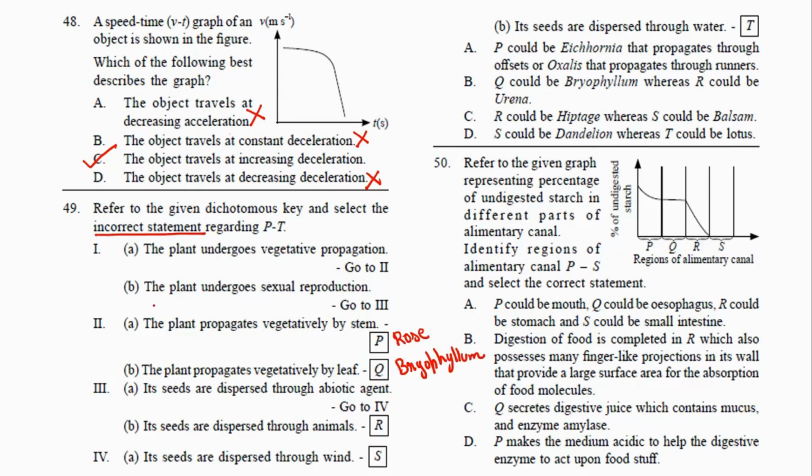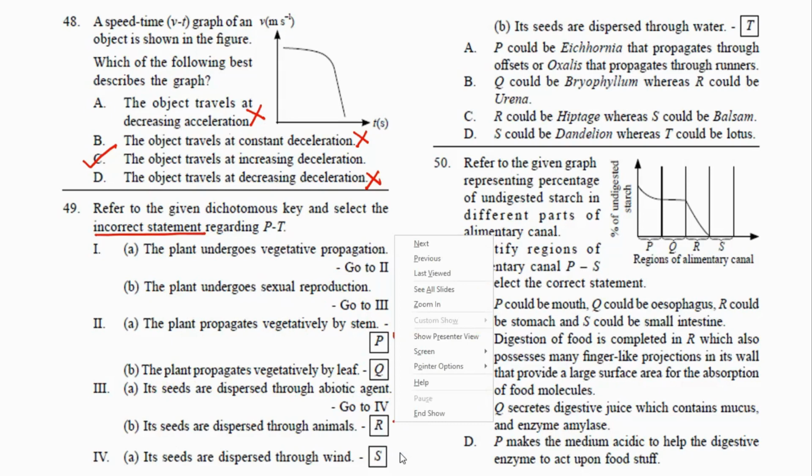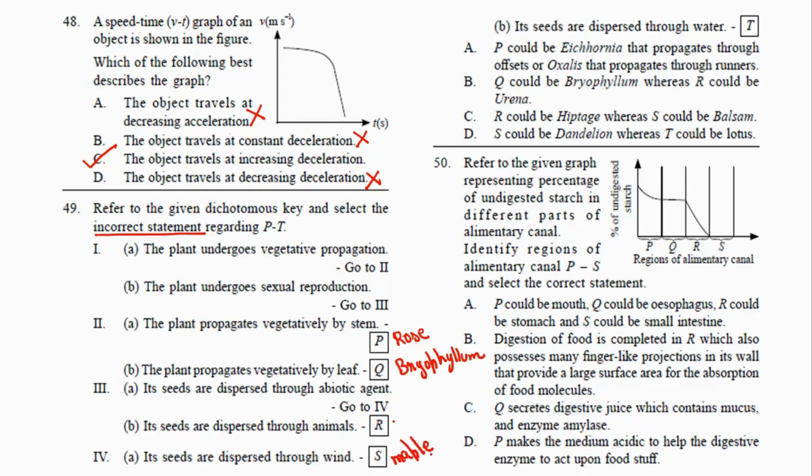Next, we go to this one. The plant undergoes sexual reproduction. Its seeds are dispersed through abiotic agent. So we can take R as abiotic agent. Go to 4. So S, it is dispersed by wind. So wind can be maple, because it has wing-like structure that can be carried from one place to another by the winds. It is very light in structure. Its seeds are dispersed through animals. So through animals can be xanthium. And its seeds are dispersed through water. So T can be coconut.